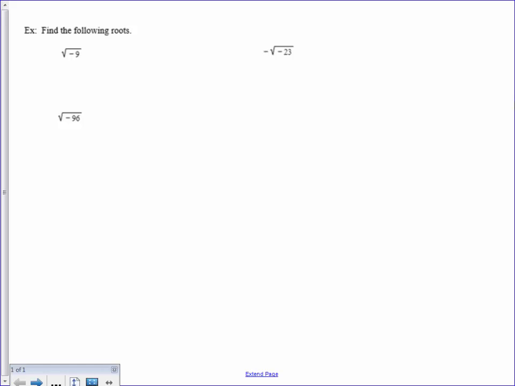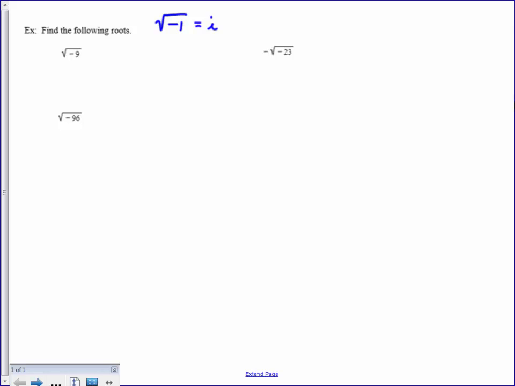In this example, we are asked to find the following roots. Recall that by definition, the square root of -1 equals i. So in this very first example, I'm going to show you the expanded way to compute the root, and then on the other ones, I'll just use a shortcut.